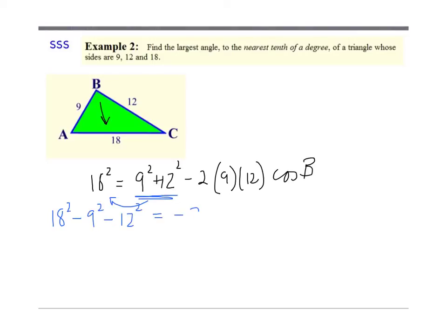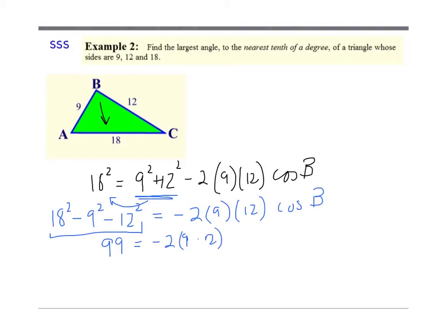And I'm going to get an actual number for that. I'm just going to write the rest of the problem here. I'm going to take this in pieces. When I multiply or subtract all that, I end up with 99. And that's equal to negative 2 times 9 times 12 cosine of B. Now this part right here is all times: negative 2 times 9 times 12.